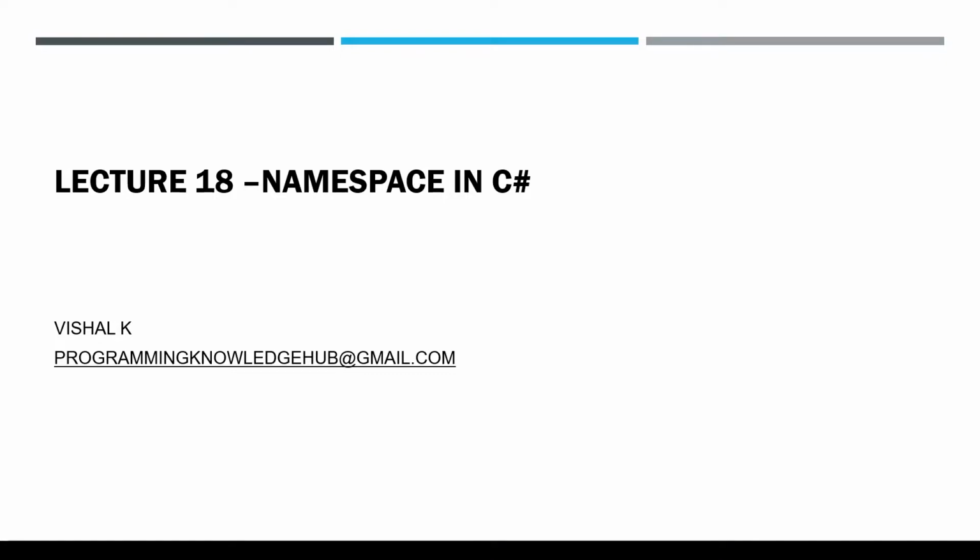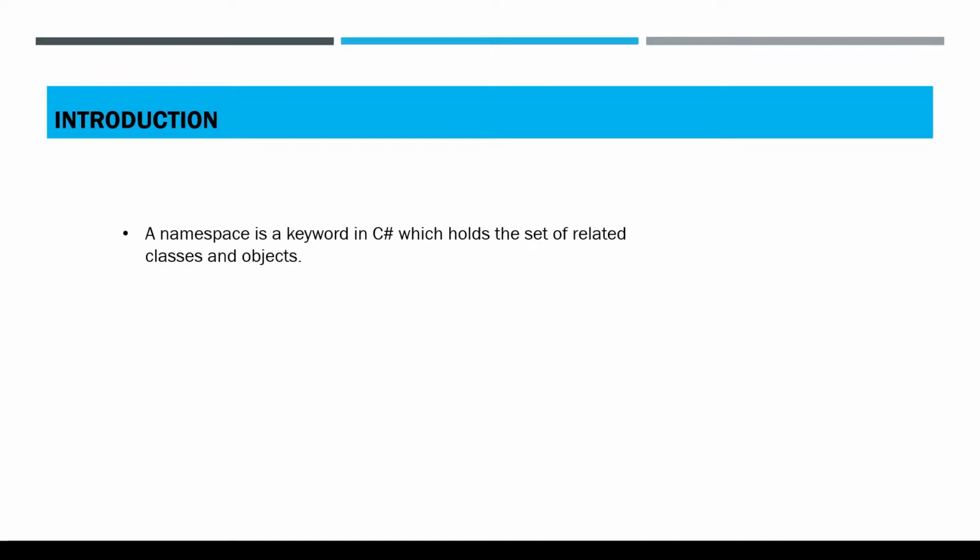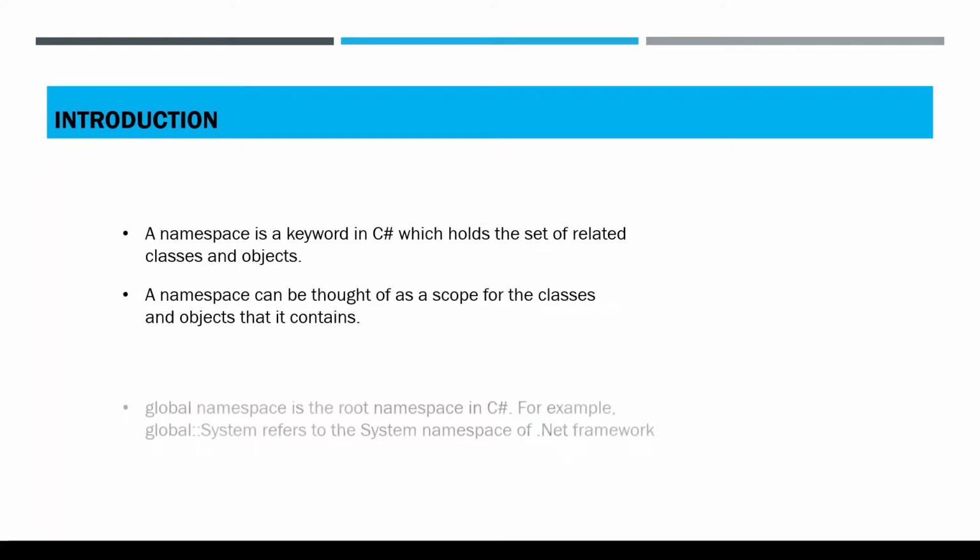I am Vishal. In this lecture, we will discuss namespaces in C#. A namespace is a keyword in C# which holds the set of related classes and objects. A namespace can be thought of as a scope for the classes and objects that it contains.